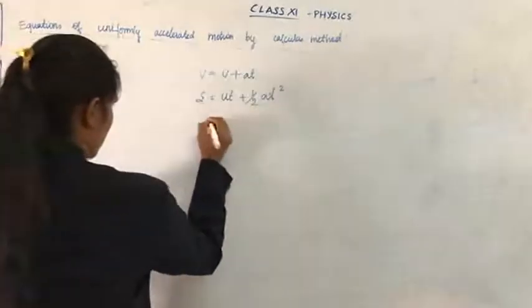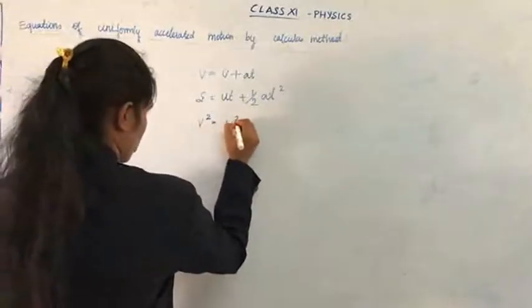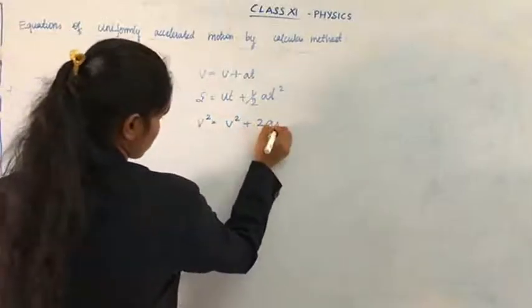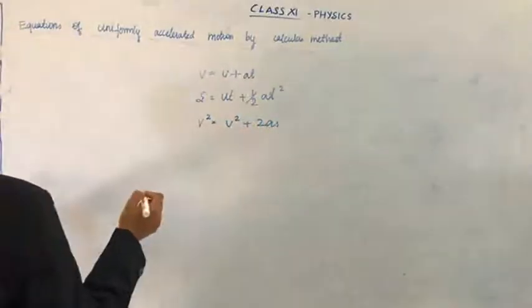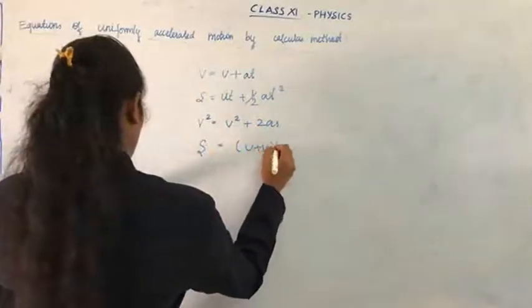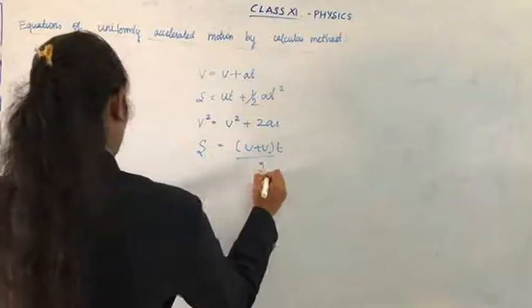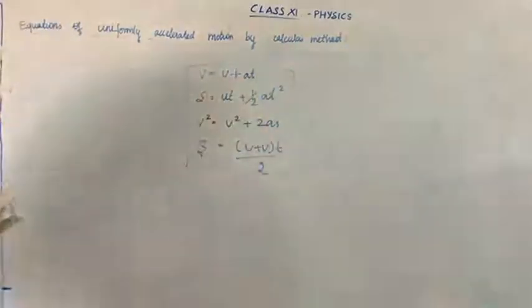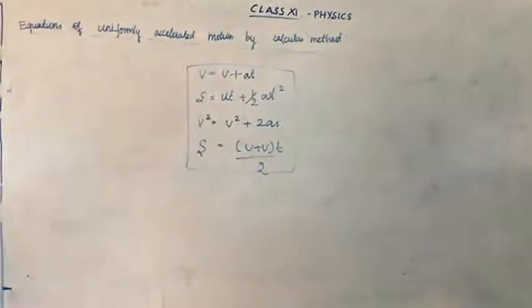Then third equation: v square equal to u square plus 2as. Then further, s equal to (u plus v) into t by 2. These are the four kinematic equations. Write it down.